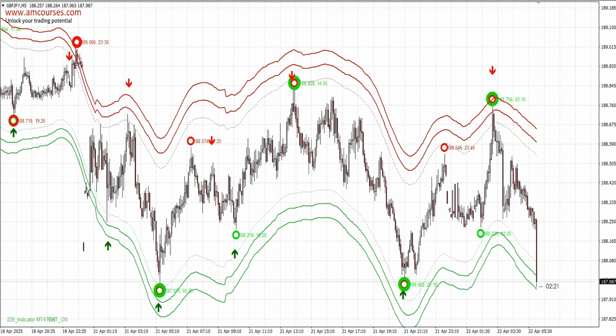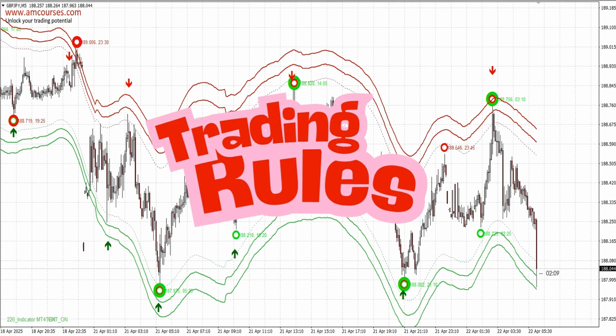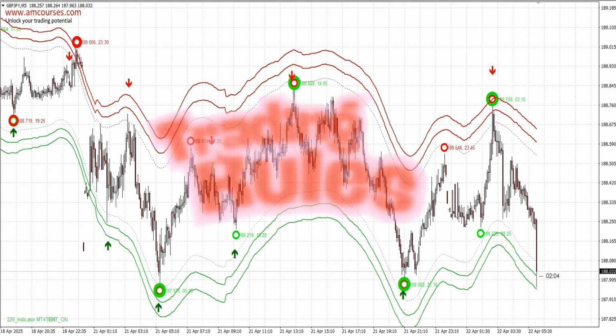In this video, I'll also explain the simple rules to follow with this indicator to catch high-probability trade setups. It's super beginner-friendly and very effective once you understand how to use it correctly. Now, let's understand how this indicator actually works, and when to take the perfect trade.